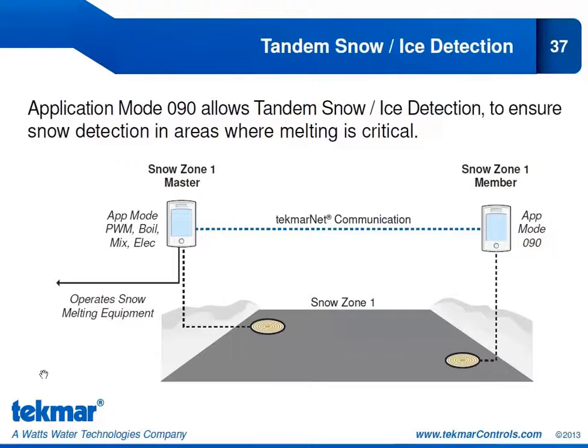So tandem snow ice detection is a great way to get reliable and effective snow detection for a large snowmelt zone, and it's a great way to have redundancy so that if one of those sensors fail, then you are never without at least one sensor that can operate your snowmelt system.